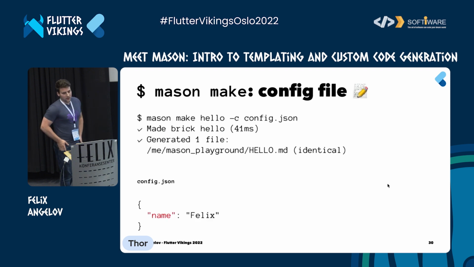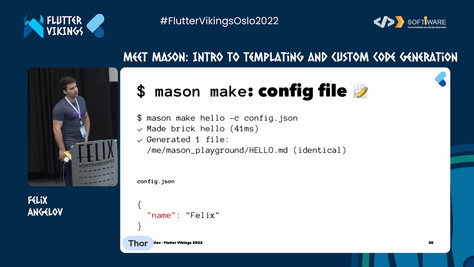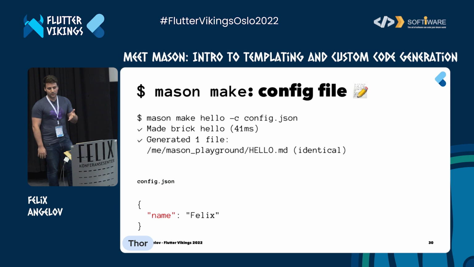And similarly, if you have a really complex template, maybe you have a template for generating a project and you accept flavors, you accept bundle IDs, you accept all kinds of things. In those cases, it's probably easier to have a config file where you list all these variables, and then you can pass the config file to Mason via the -c flag. So exact same output in this case, but we're just passing it a JSON configuration.